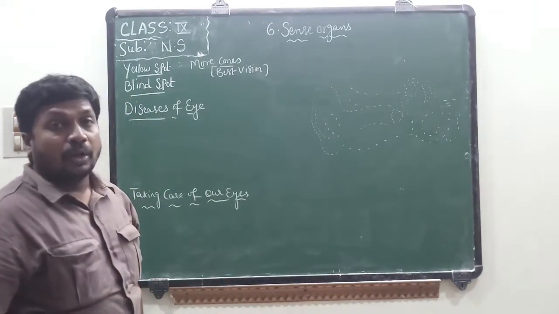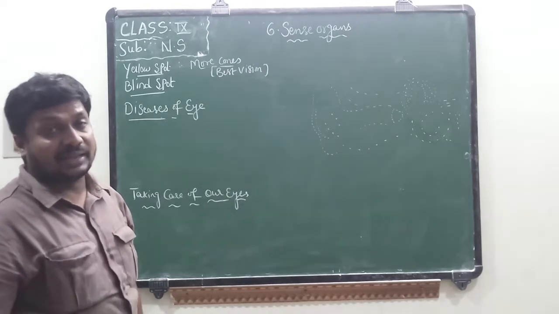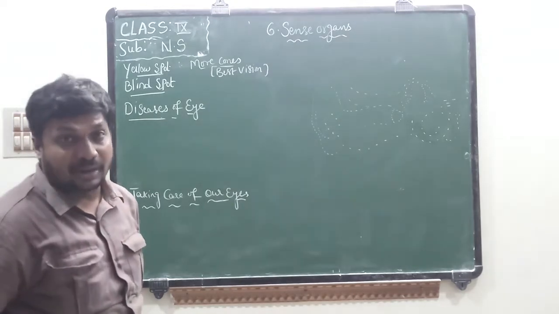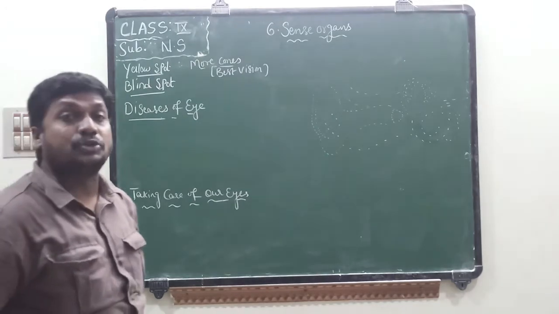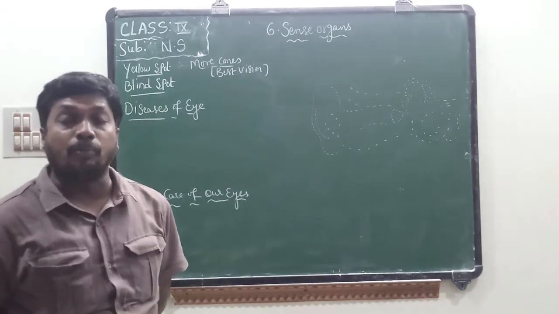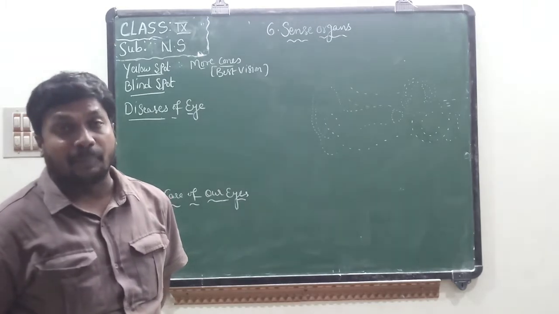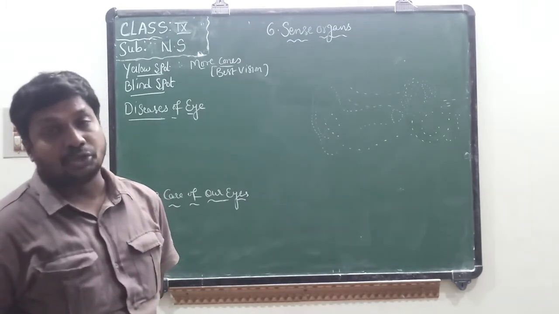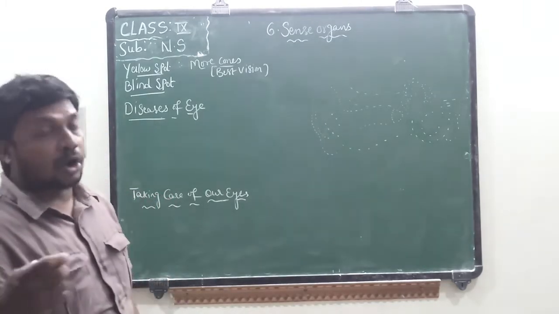Do you know, cones are helpful to distinguish colors, and rods cannot distinguish color. Rods help to see objects during night time only. That's why all objects at night time appear grey in color, due to the help of rods.